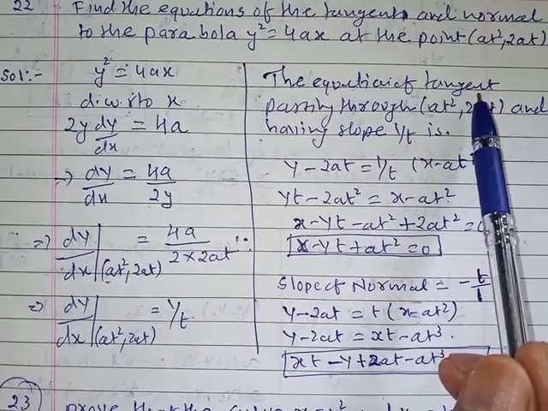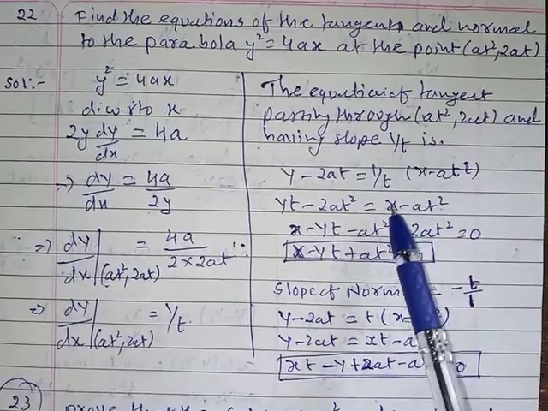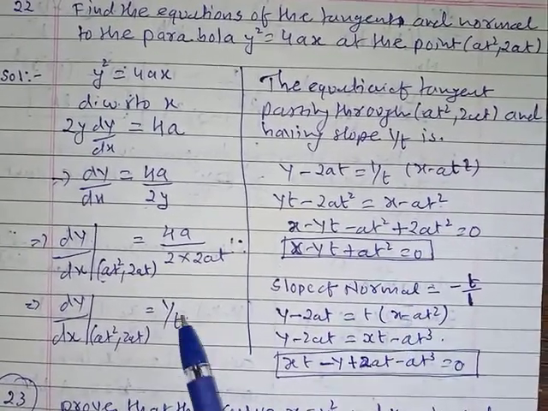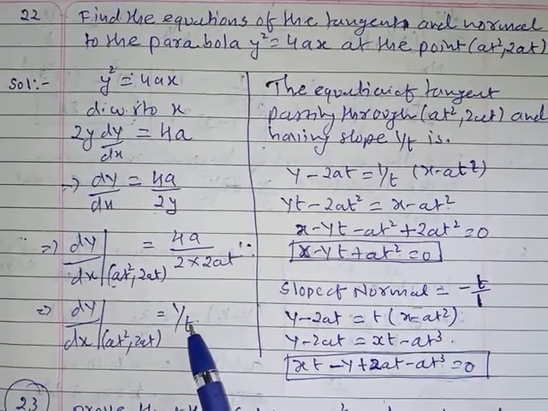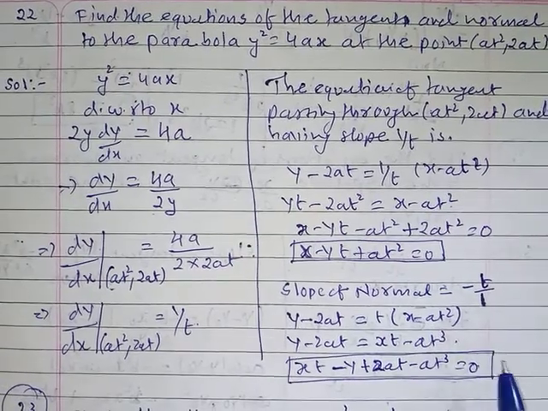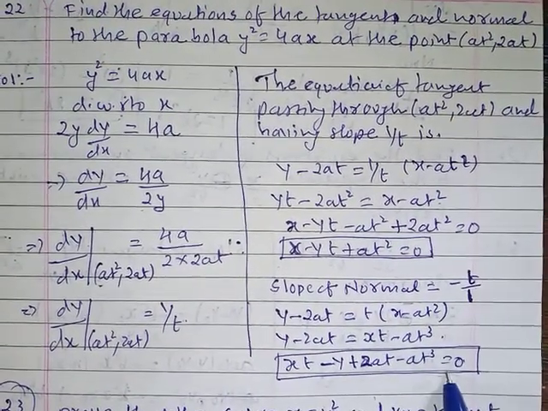So the equation of the tangent passing through the point and having the slope 1 by t is this. You know how to do this. And the slope of the normal will become the inverse of 1 upon t, which is t, multiplied with -1, so minus t. So you get this point, and also the slope and the equation we can get.